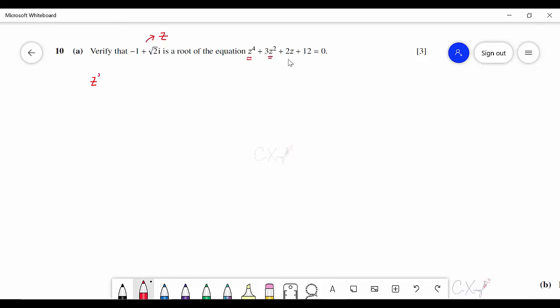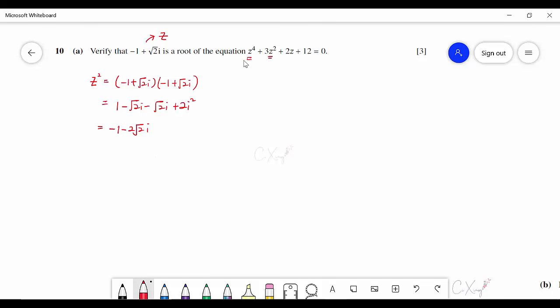So what is z square? z square means you have -1 plus square root 2i, times -1 plus square root 2i. You expand the bracket, you have 1 minus square root 2i minus square root 2i, then plus 2i squared. Please take note that i squared here is actually -1. So you have 1 minus 2, you get -1 minus 2 square root 2i. So this is what we have for z power 2.